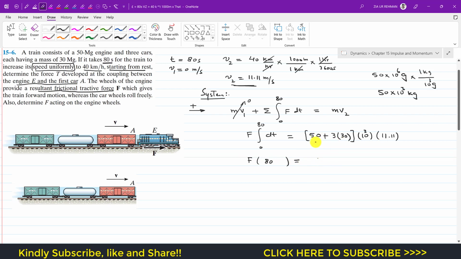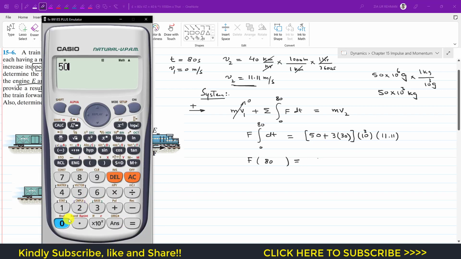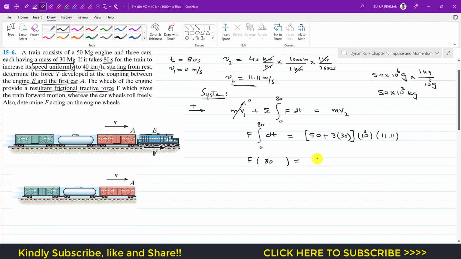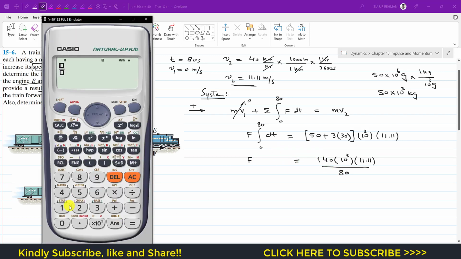this will be 50 plus 3 into 30 is 90. This is 140. Let me write this as 140 into 10 raised to the power 3 into 11.11 divided by 80. So this will give us that force F which is required. This is 140 into 10 raised to the power 3 into 11.11 divided by 80.